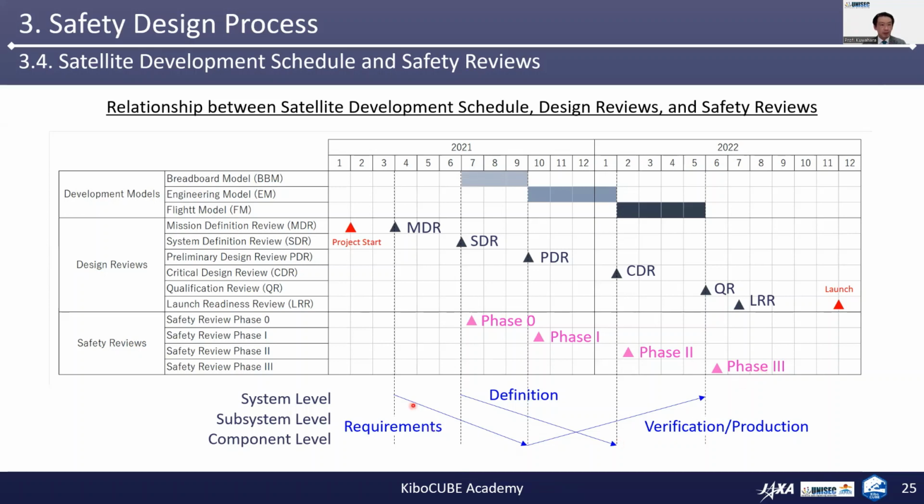In the third row, the schedules of the safety reviews are illustrated. So in general, phase 0 to 3 correspond to the SDR, PDR, CDR, and QR. So usually, safety reviews for small satellites are planned after the corresponding design reviews. So also, it is often the case that safety reviews of several phases are held at the same time.